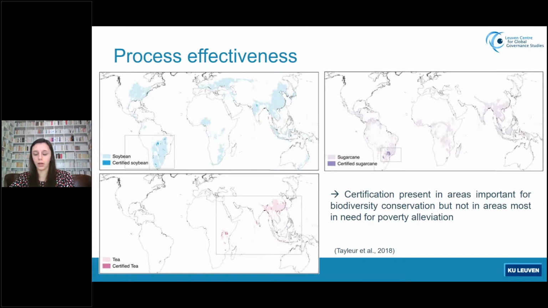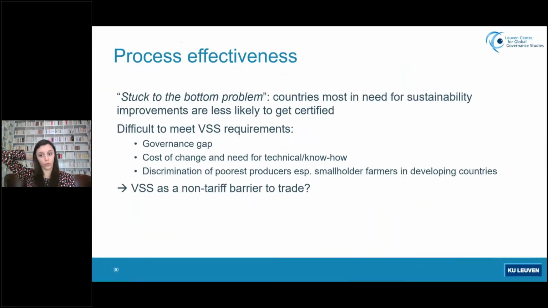And the authors actually show that the concentration of certification is mainly in areas that are important for biodiversity conservation, but not in the areas that are most in need for poverty alleviation. So this actually refers to what we call the stuck at the bottom problem. So this involves that the countries that would be most in need for poverty alleviation and other sustainability improvements are less likely to be certified, because they face difficulties to comply with VSS requirements.